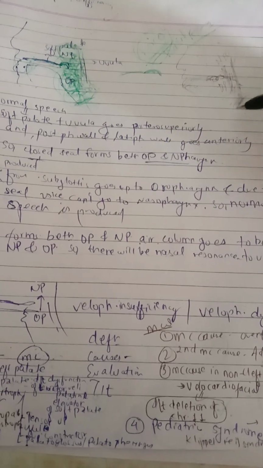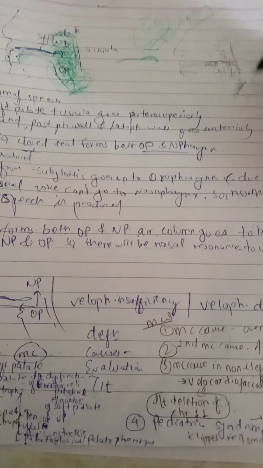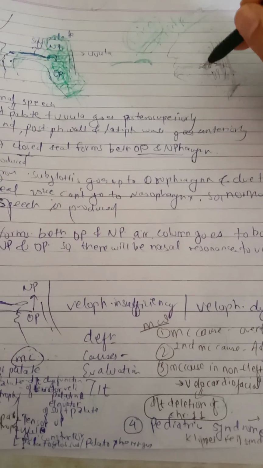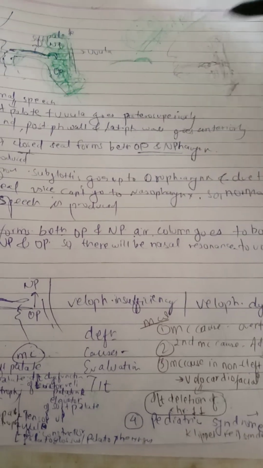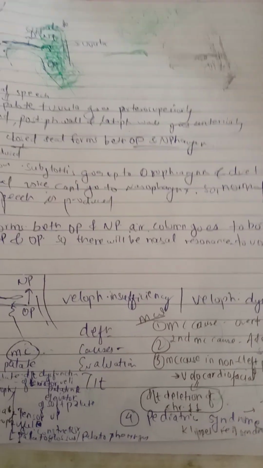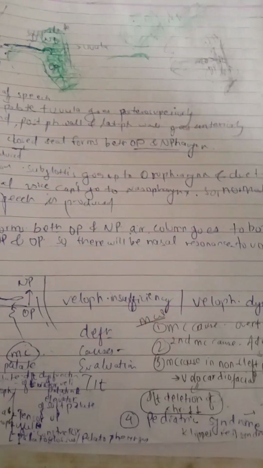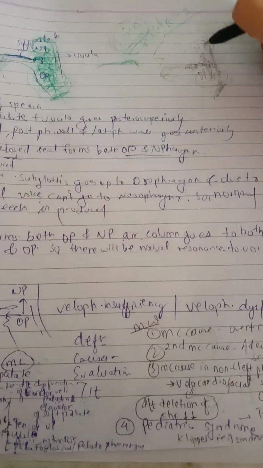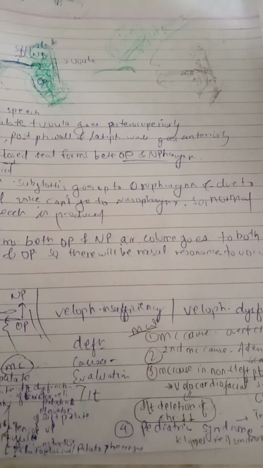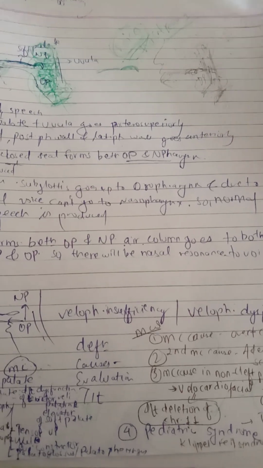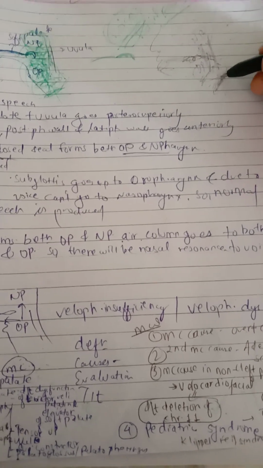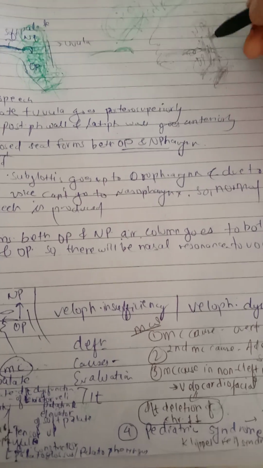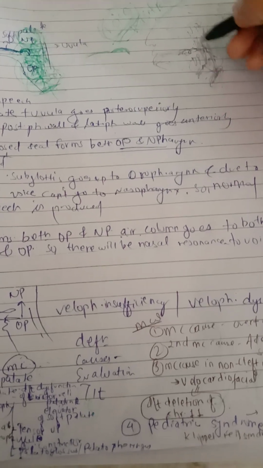So the sound that is produced from the subglottic area is not divided, due to the presence of the seal between the nasopharynx and oropharynx. Now, what happens in velopharyngeal insufficiency is that this gap between the nasopharynx and oropharynx cannot be closed, due to various reasons, giving rise to the sound produced from the subglottic area being divided into both the oropharynx as well as the nasopharynx.